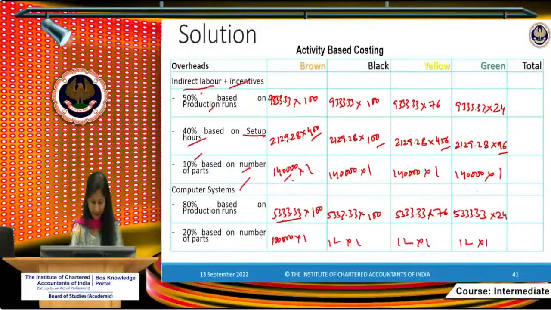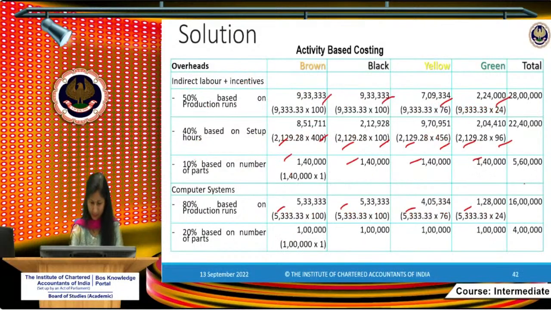And what was the number of production runs? 100, 100, 76, 24. And it was 1 lakh, 1 lakh, 1 lakh. Okay, so are there any other expenses left? Yes, they are left. Let's move on.